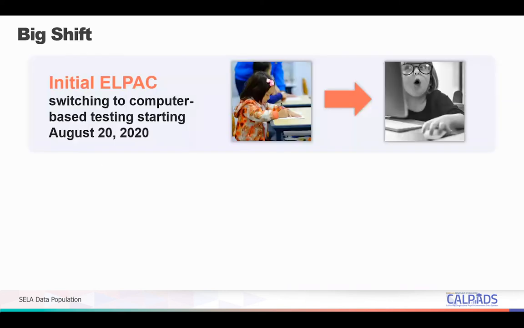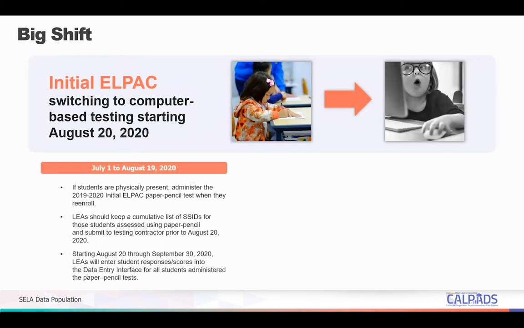Starting August 20, 2020, the initial ELPAC testing will also be computer-based, following the summative testing process change in 2019-2020. LEAs who decided to use the paper-pencil initial ELPAC between July 1 to August 19 of 2020 must submit a list of SSIDs for each student tested to the Educational Testing Service, or ETS, prior to the opening of the online initial ELPAC on August 20. Any scores must be stored locally first and then entered into the DEI once the initial ELPAC functionality is activated.